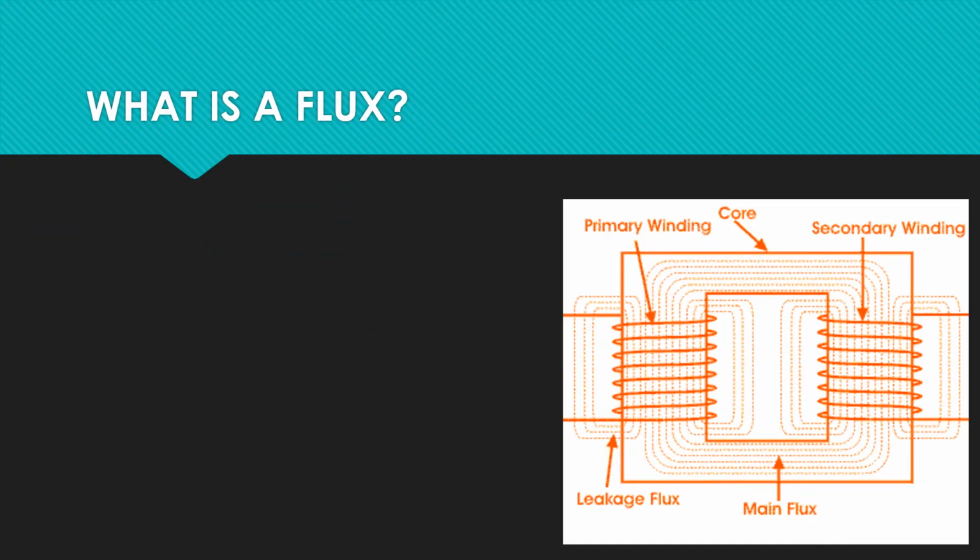What is a flux? Flux, better known as magnetic flux, is how a conducting material is affected by the magnetic field. Magnetic flux is the product of the strength of the magnetic field and the surface area perpendicular to that magnetic field.